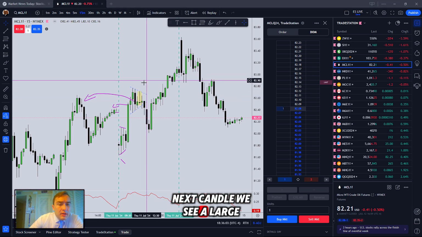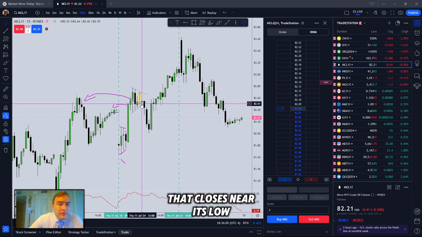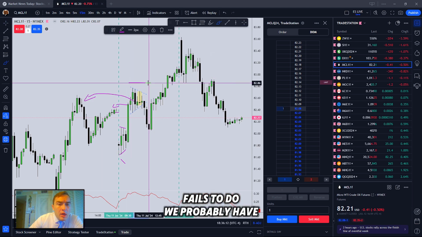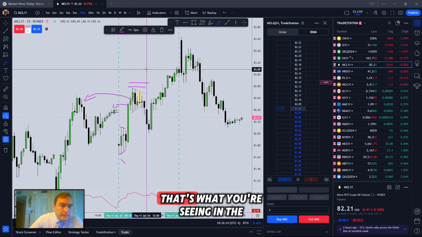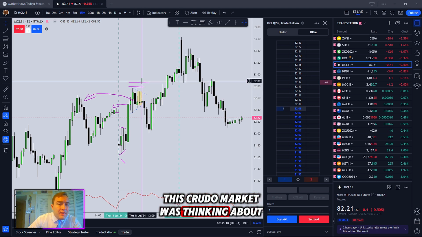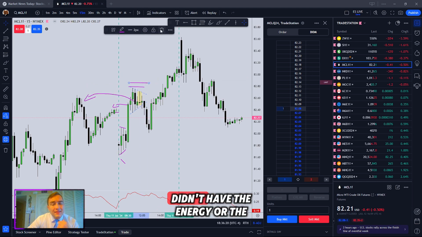Next candle, we see a large spinning top candle that closes near its low that, again, tries to break out higher, fails to do so. So we probably have resistance up here. That's what you're seeing in the market. This crude oil market was thinking about moving higher, but it just didn't have the energy or the ability to do that. And so what do we have? Resistance.